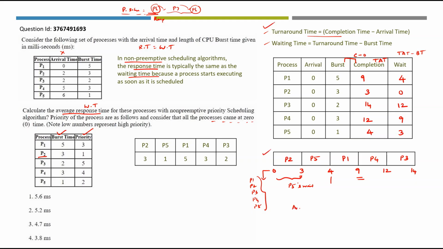So let's take average response time is equal to, we have to consider 4 plus 0 plus 12 plus 9 plus 3 divided by 5. 4 plus 12 is 16, 16 plus 9 is 25, 25 plus 3 is 28 divided by 5. 5 5s are 25. We have 3. It is 5.6 milliseconds, which will be the average response time. Option number 1 will be the right answer.